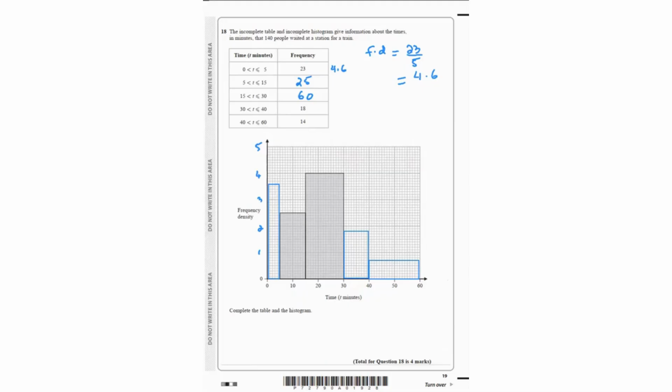For each one of these, I found the frequency density. For this one, it was 18 divided by 10, which is 1.8. And for this one, it was 14 divided by 20, which is 0.7. And for the frequency, I just multiplied the frequency density with the class width, and that gave us 25 and 60. So that's how you can use the given information to complete the histogram.